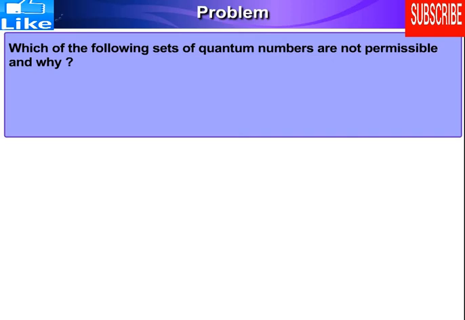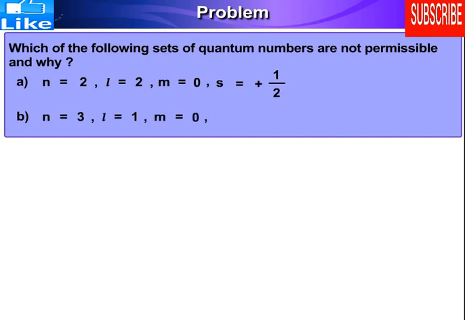Which of the following sets of quantum numbers are not permissible, and why? n is equal to 2, l is equal to 2, m is equal to 0, s is equal to plus 1/2. n is equal to 3, l is equal to 1, m is equal to 0, s is equal to minus 1/2.